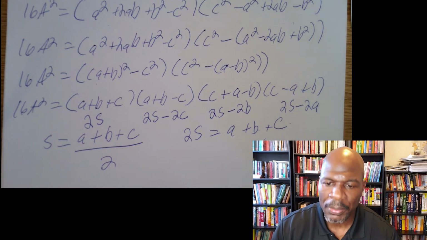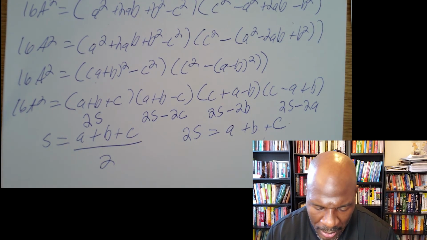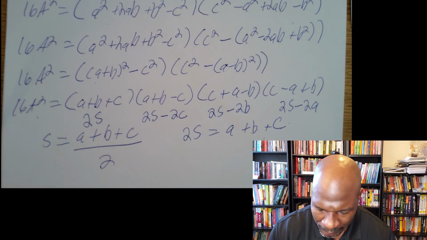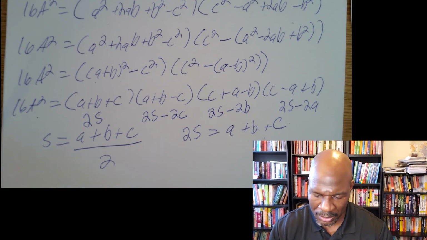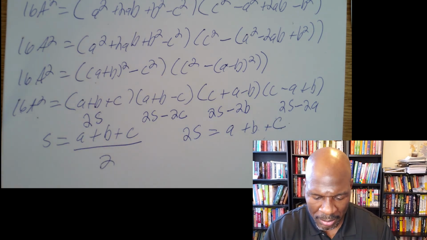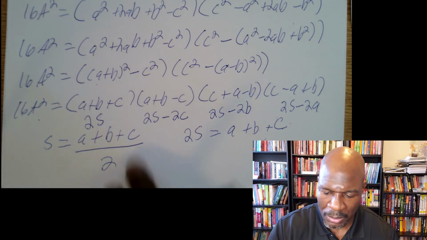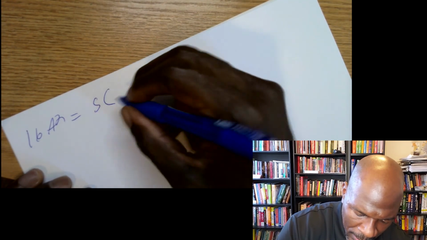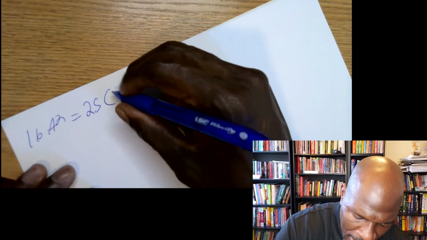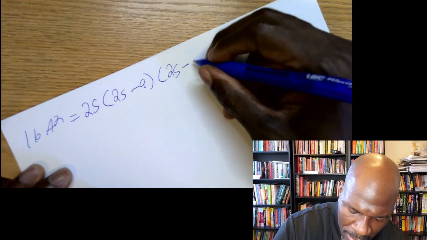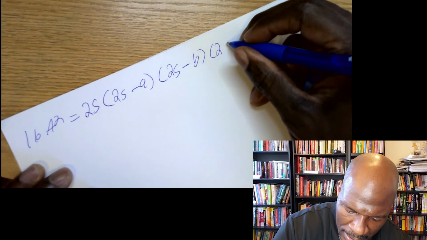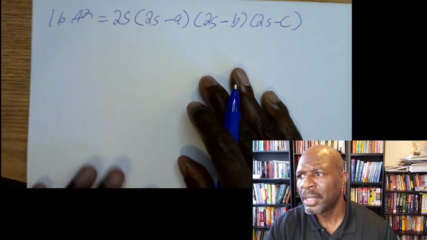All right, now we're getting to something that's going to be very presentable. So let me write this. And I don't really want to go c to b to a. I'd rather go from a to b to c. So I'm going to reorder these, if you will. These are being multiplied, by the way, so we can put them in whatever order we want. So we'll get 16a squared equals 2s times (2s minus a) times (2s minus b) times (2s minus c). Now, doesn't that look nice?